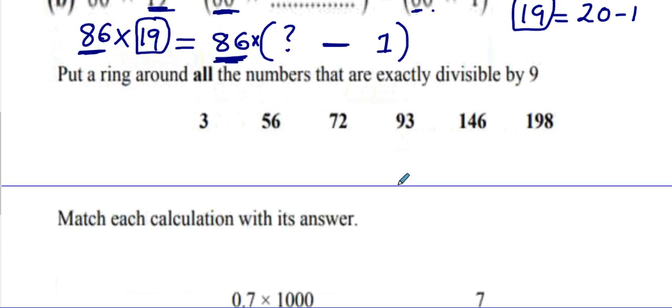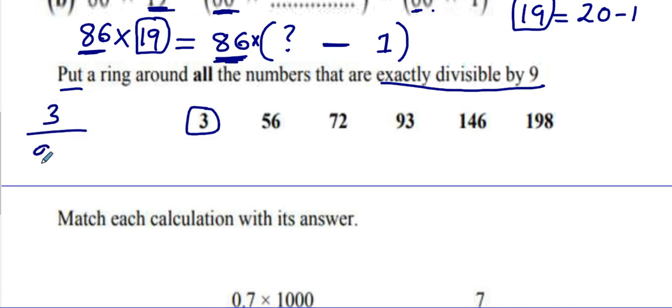All right, let us finish up with this question. Put a ring around all the numbers that are exactly divisible by 9. Take 3. Is 3 divisible by 9? Nope. It is giving me a decimal, 1 over 3. So 3 is not divisible by 9. Be careful here.